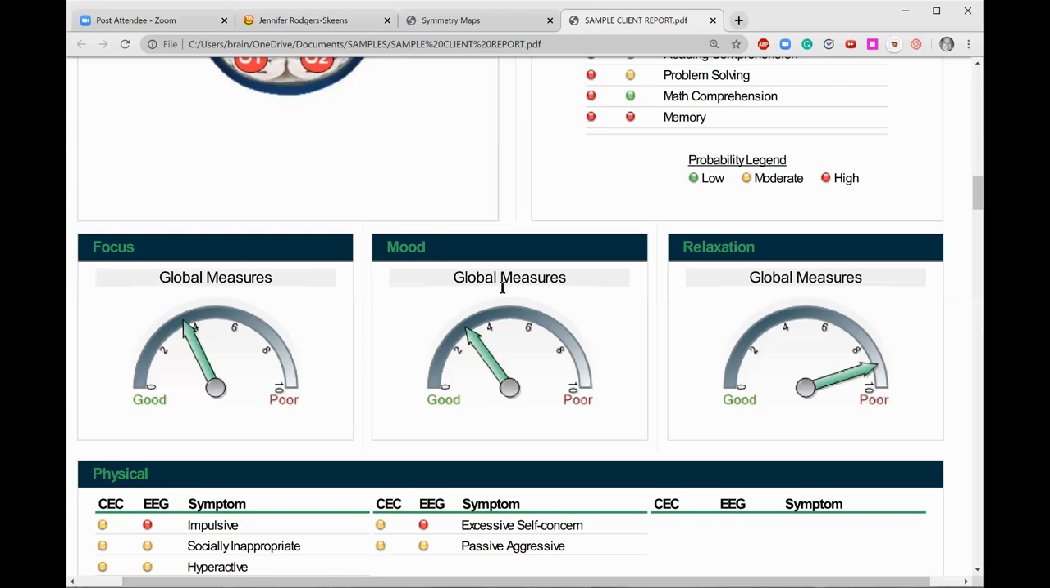So we call that the mood meter. In this example, this person has about a 30% probability that they suffer from that type of dysregulation and therefore potential symptoms related. The relaxation meter is driven by our fast wave activity.